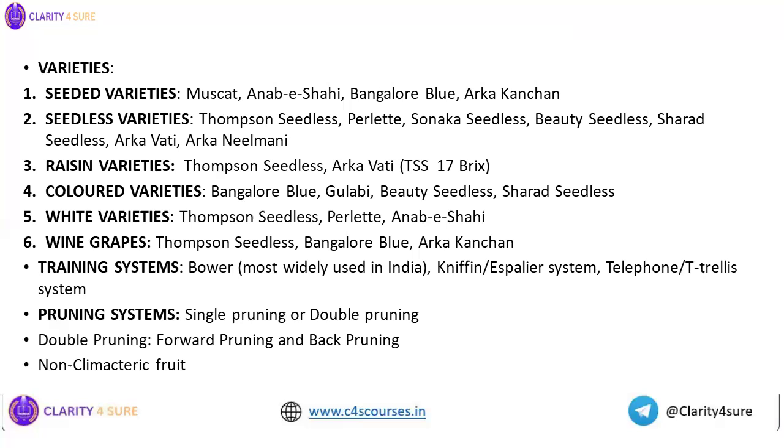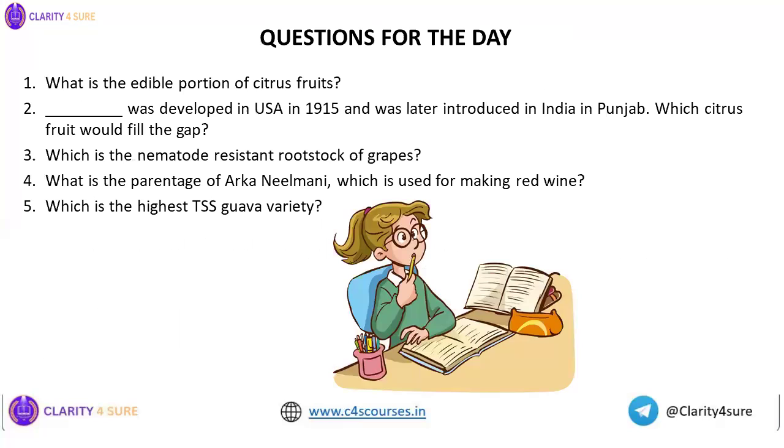Okay. So now you can see these are the questions for the day, the answers of which I'd be expecting in the comment section. So these are the 5 questions. What is the edible portion of citrus fruit? The next one is: dash was developed in USA in 1915 and was later introduced in Punjab. Which citrus fruit would fill this gap? And then next, which is the nematode resistant rootstock of grapes?